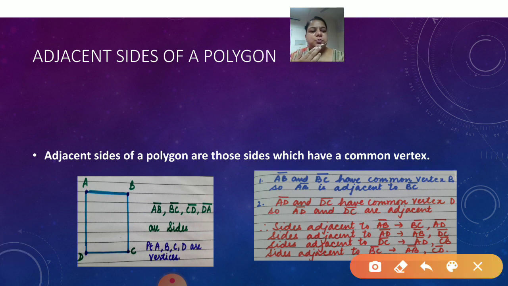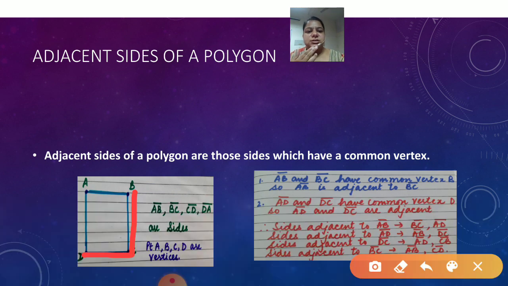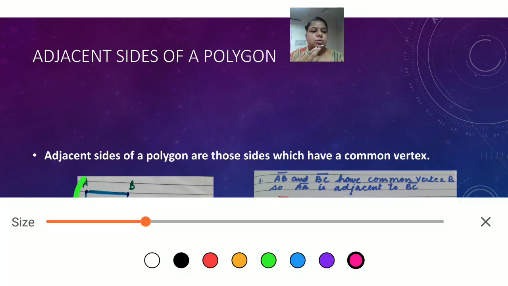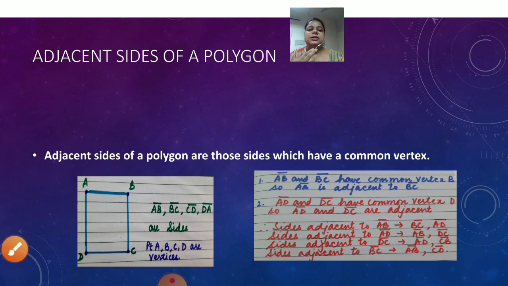Now the next pair of adjacent sides you can take is BC and CD. Why? What is the common vertex here? The common vertex here is the point C. So that's why BC and CD are also adjacent sides of the polygon. Now the next pair we can take is CD and AD, right? So what is the common vertex in this? D point is the common vertex in these two sides, CD and DA. So CD and DA are adjacent sides of this polygon.